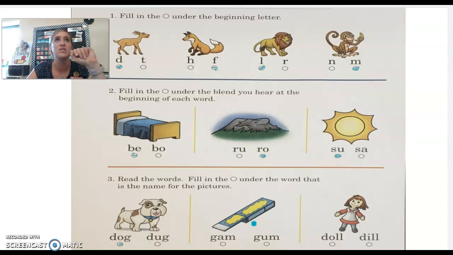This is a picture of gum. So you need to find the word that has the vowel sound. Gum. Right here, good. Next, we have a picture of a doll. D-O-L. D-O. So we need one with the vowel sound o. Good. All right, guys.